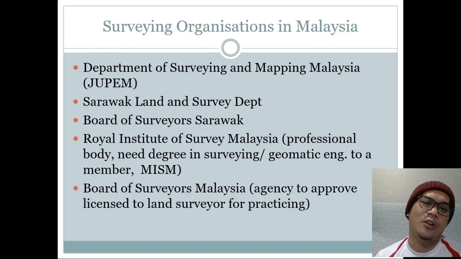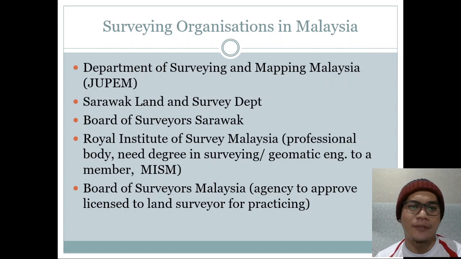So what are the survey organizations in Malaysia? We do have the Department of Surveying and Mapping Malaysia, which is JUPEM. We do have our own Sarawak Land and Survey Department, Board of Survey Sarawak, Royal Institute of Survey Malaysia, and Board of the Surveyor Malaysia.